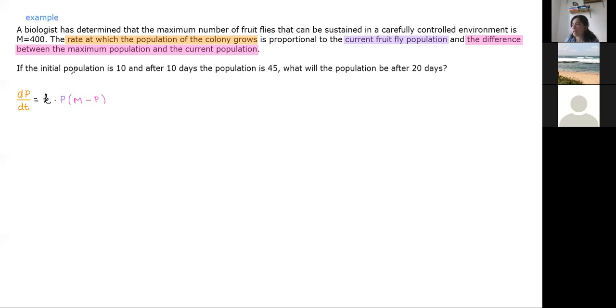So I'm going to keep this writing over here, but keep in mind that both of them are possible, and I'm going to replace the value of m because that's already given in the problem. M is equal to 400. So that means that I can rewrite this equation as dp over dt being equal to k times p times 400 minus p.